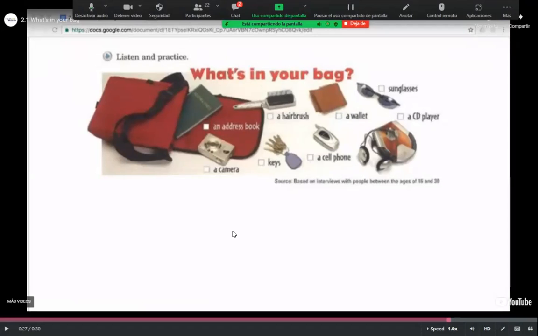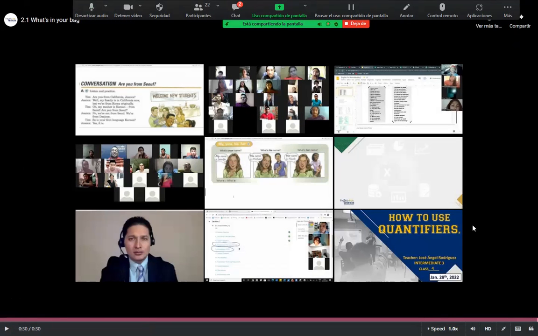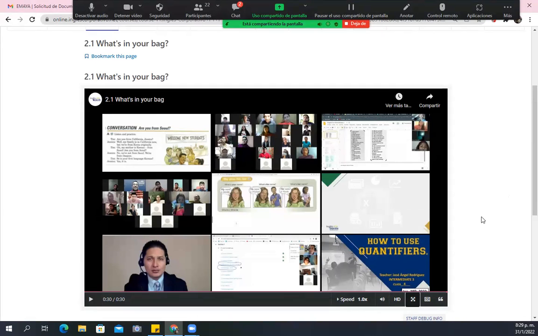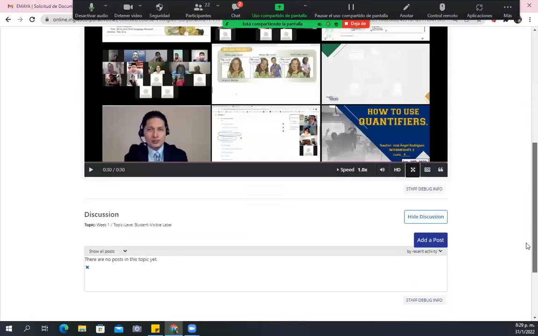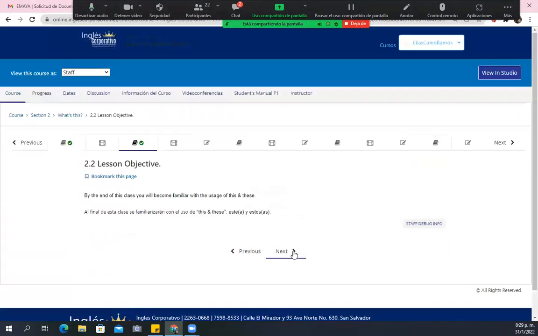Keys. Correcto. Son varias llaves. Y solo una llave, ¿cómo se dice? Key. Como en español, ¿verdad? A cell phone. Very well. So those are some examples. Now let's check.